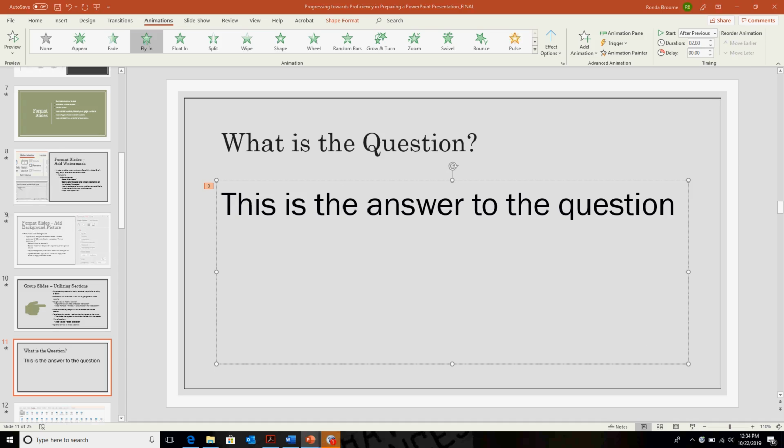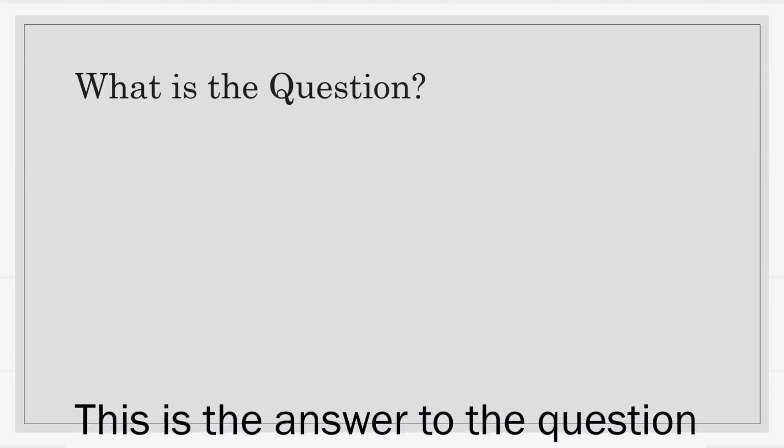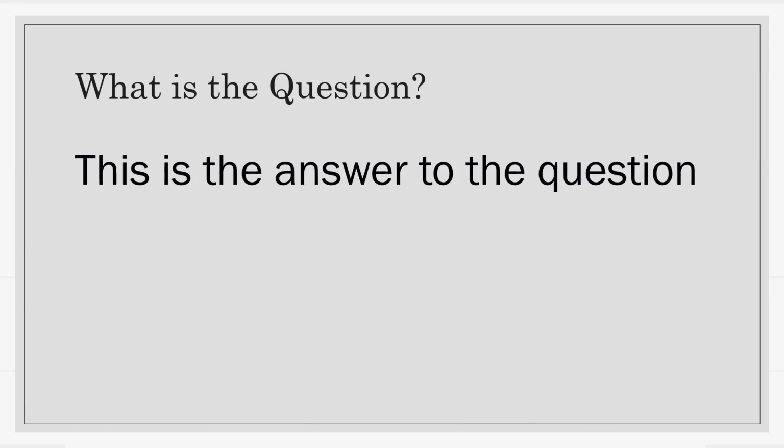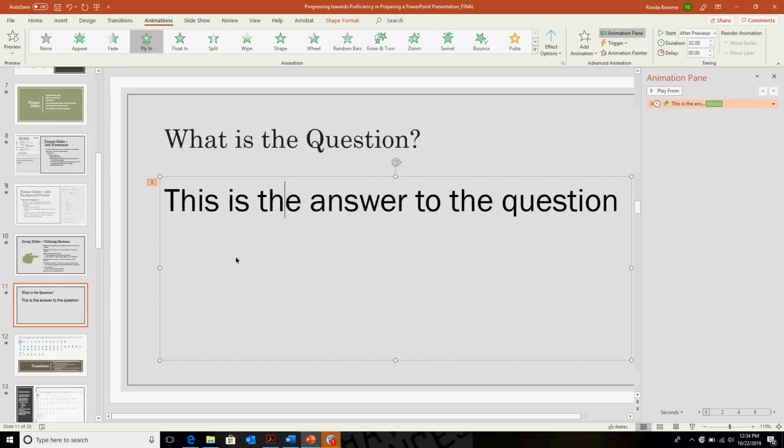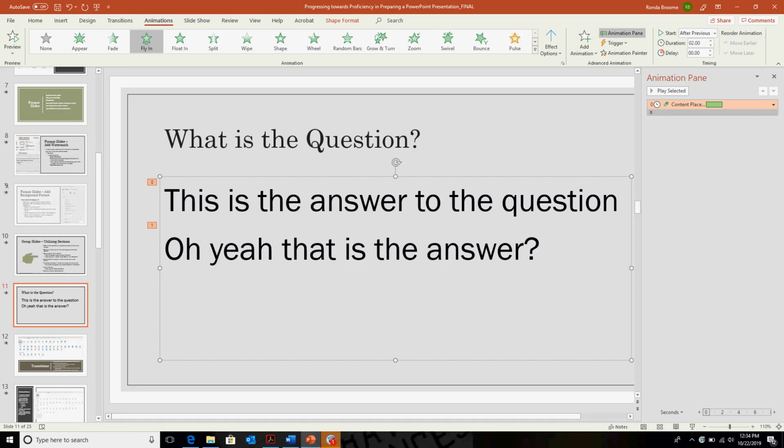So now when I go to Slideshow, what is the question? Waited 2 seconds. This is the answer to the question. So that is actually how you would do animation. There is an animation pane that you can have, to where if there were numerous things on here, so if this is the answer to the question, oh yeah, that is the answer, question mark.